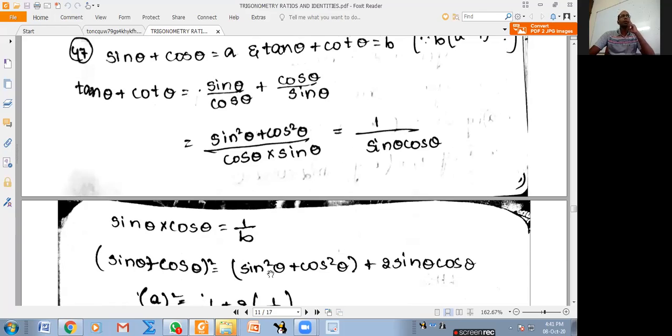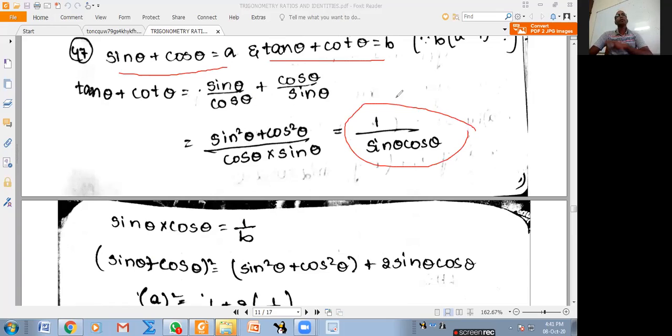47. Sin theta plus cos theta is a, tan theta plus cot theta is b. How to eliminate theta? Let us start with tan theta plus cot theta. I wrote sin by cos plus cos by sin. Take LCM, sin square plus cos square by cos into sin. Numerator is 1. Fine. So b is equal to 1 by sin theta cos theta.